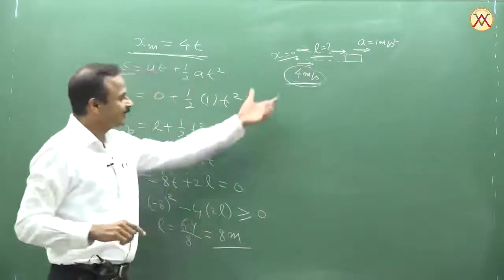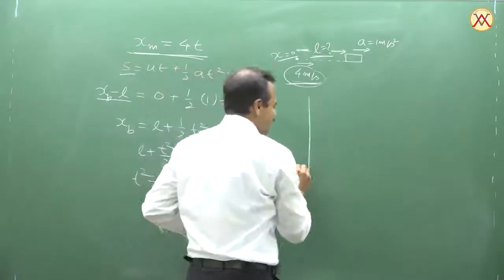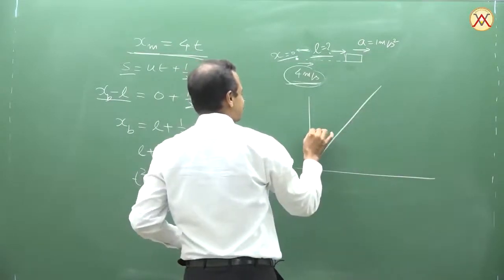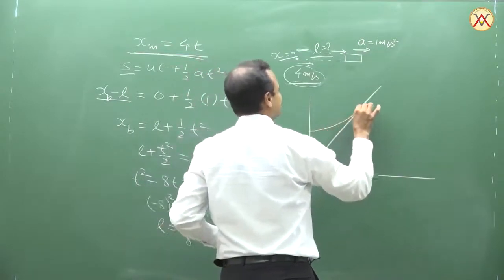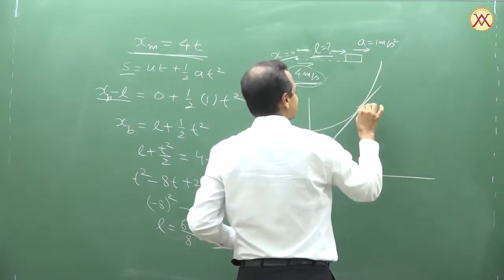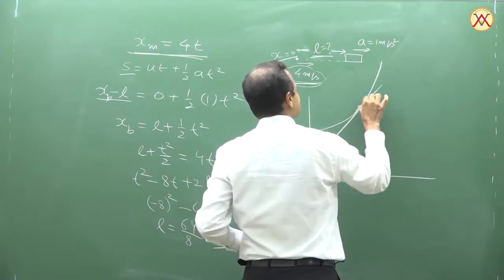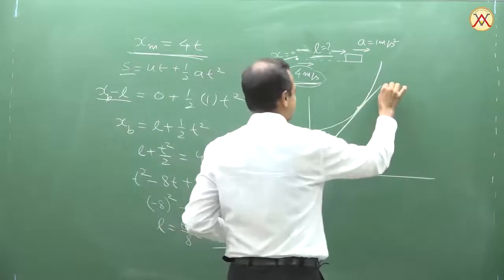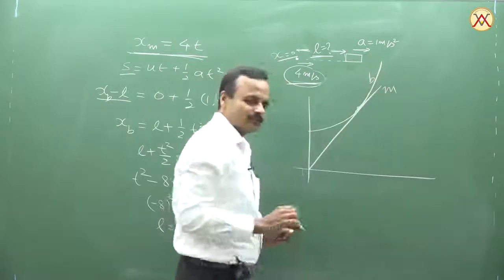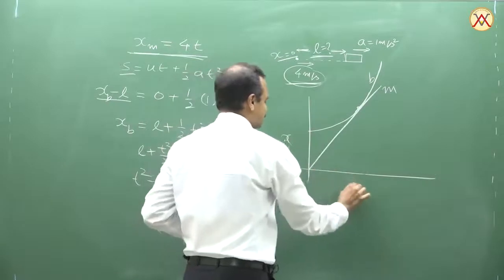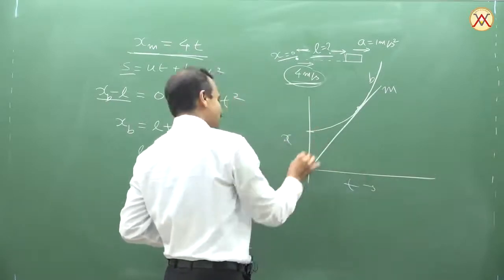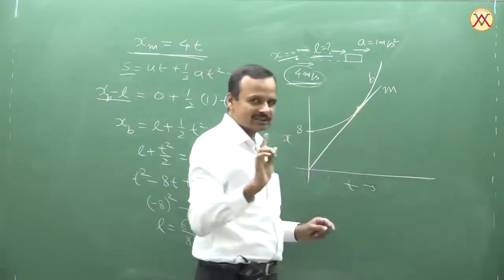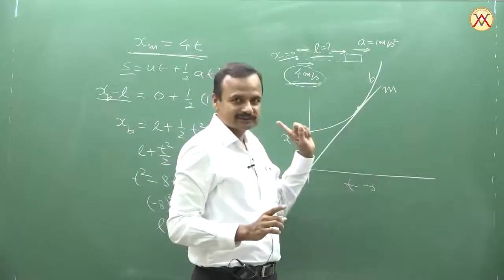What will the graph be like in this case? The graph will be just touching the bus graph at one point. At one point, the graph of the bus is just touching the graph of the man. The straight line graph is for the man, the curved graph is for the bus, X versus t. The bus started from L equal to 8 in this case. So this is a critical case where he will get just one opportunity to get into the bus.